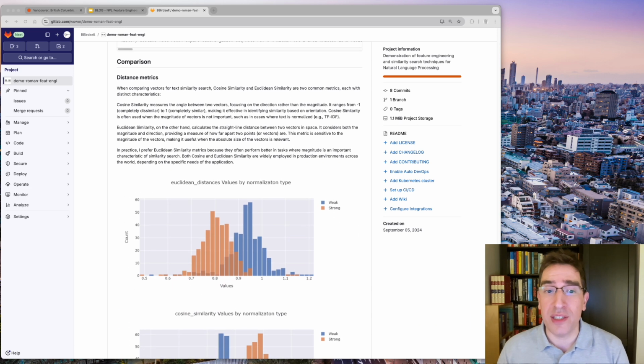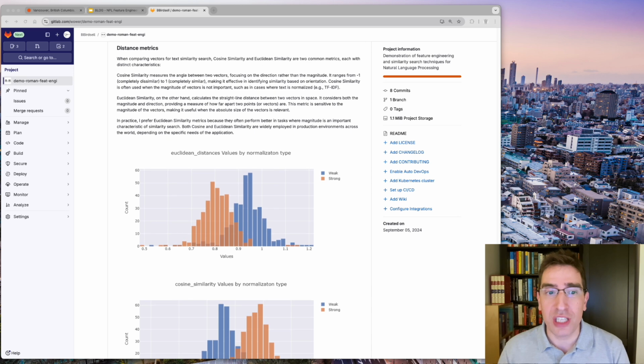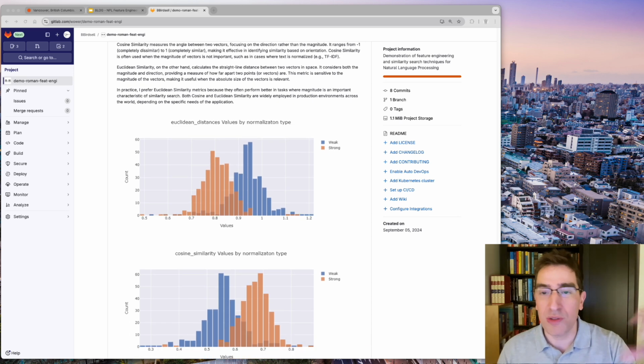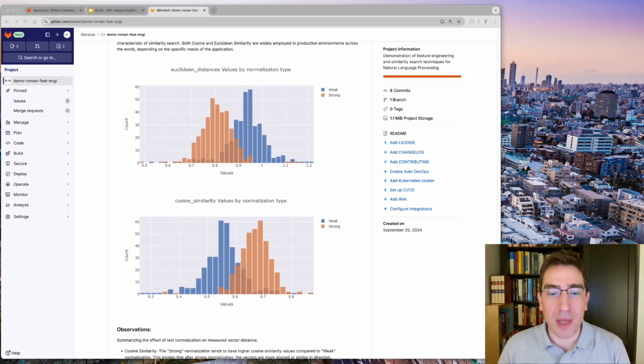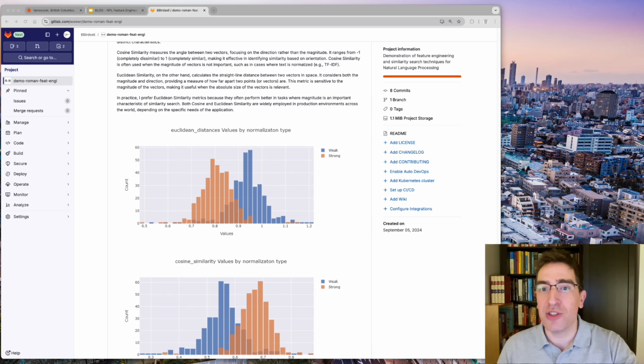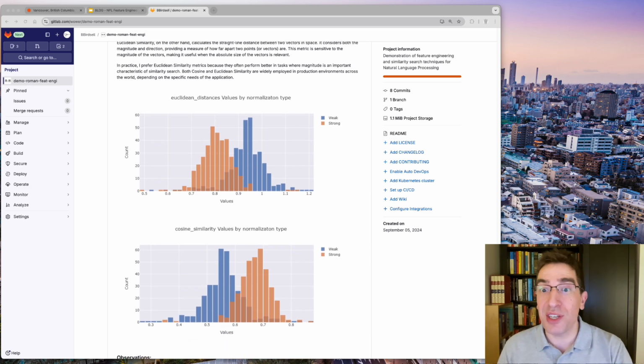Here's a visualization by normalization type. Euclidean distance and cosine similarity are 2 different ways that you can measure distance. I found that in practice, Euclidean distance was a bit more effective, and you can see that the weak normalization had a bit stronger values. It was able to pick up on the differences, the dissimilarity, a bit better than the strong. This was a really interesting characteristic that I wasn't expecting.